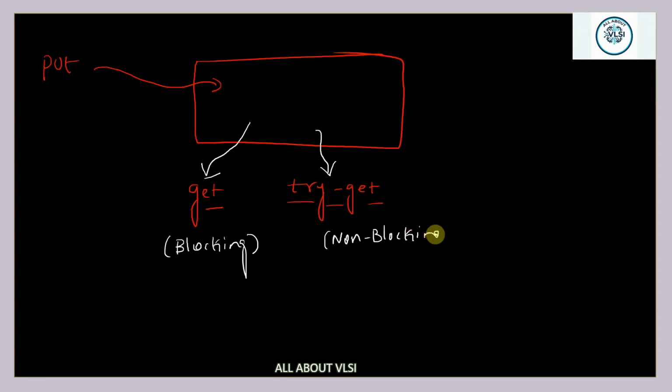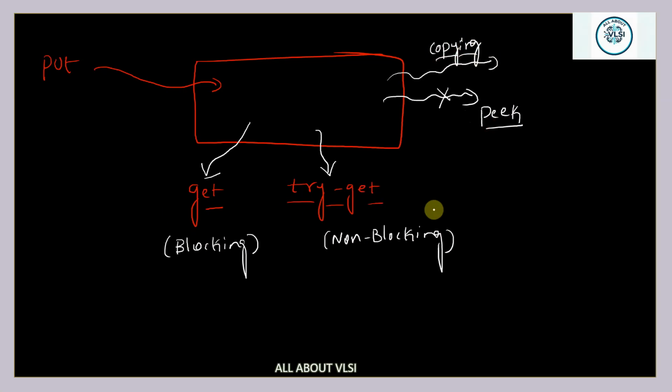Both the methods are removing the data from your mailbox. But if you're going to use peek, peek is not removing the data from your mailbox, but peek is just copying the data from the mailbox. So this is the difference between peek and get and try_get. Get and try_get are actually removing the data from your mailbox, but peek is not going to remove the data from the mailbox. It is just copying the data from the mailbox. The data which is present inside your mailbox is not going to be removed. Is it clear, guys?